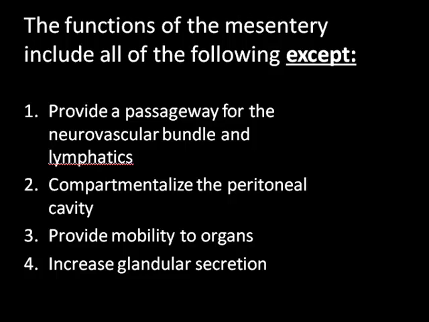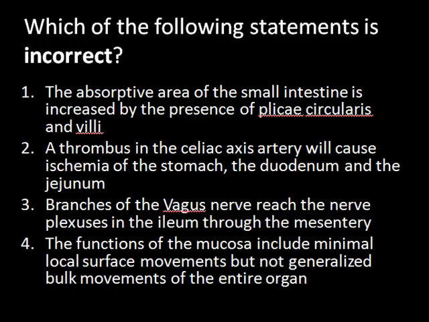Now let's look at the next question, which asks you to identify the incorrect statement. So let's look at all of them. So the first one says the absorptive area of the small intestine is increased by the presence of plicae circularis and villi. Now this is a true statement because plicae circularis are macroscopic or gross, or what you can see with the naked eye. So if this is a piece of the small intestine, it is thrown into these permanent folds. So these are permanent folds, and these are known as circular folds, or also called plicae circularis.